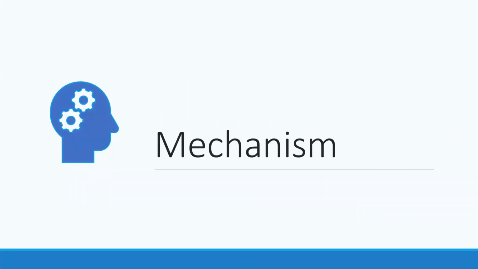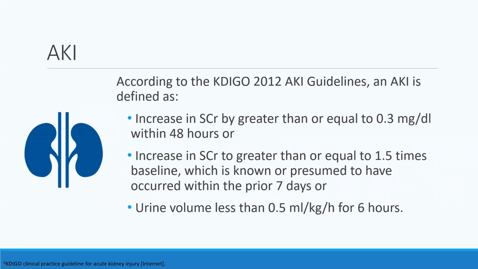So for the mechanism for the triple whammy therapy, it causes an AKI. According to the KDIGO 2012 AKI guidelines, an AKI is defined as either an increase in serum creatinine by greater than or equal to 0.3 milligrams per deciliter within 48 hours, or an increase in serum creatinine to greater than or equal to 1.5 times baseline, which is known to or presumed to have occurred within the last 7 days, or a urine volume less than 0.5 milliliters per kilogram per hour for 6 hours.